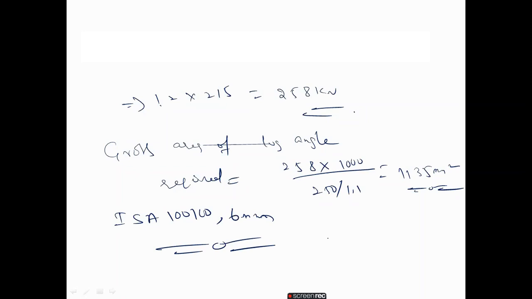Or the 6 mm designation. If you open the tables, you will get the value nearer to this AG of 1135. The AG value here is 1167 mm square. That's why I chose ISA 100 by 100.